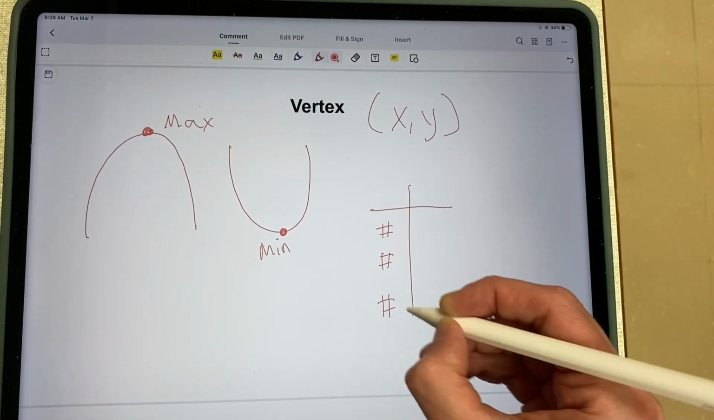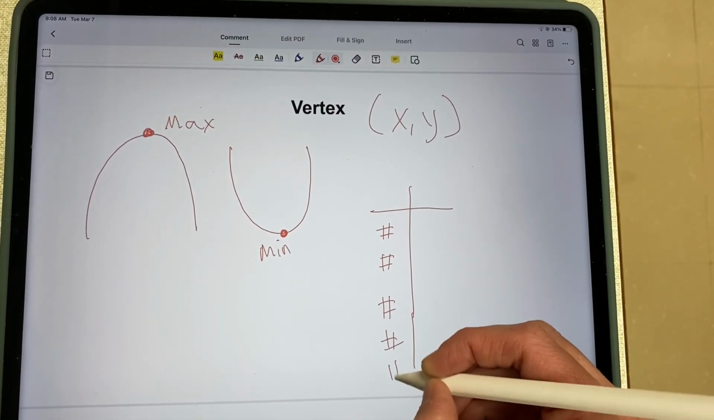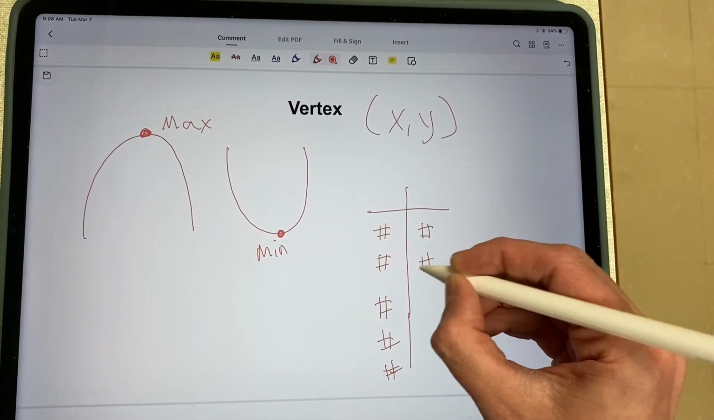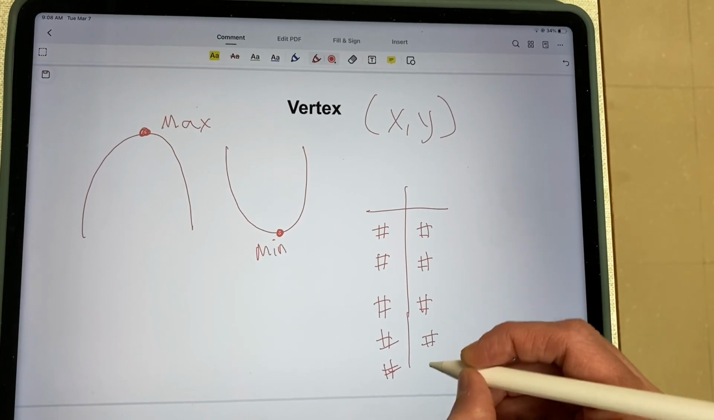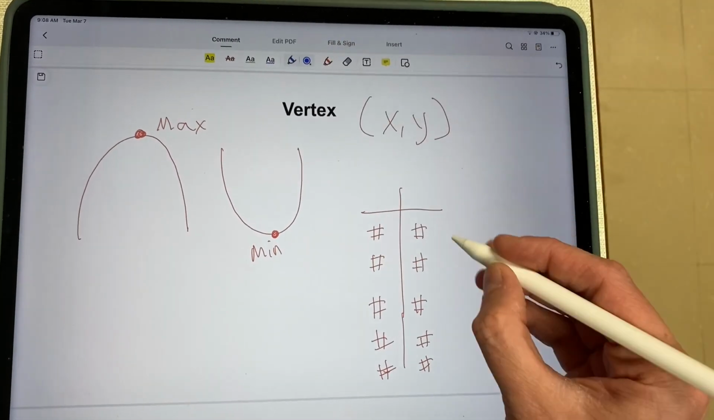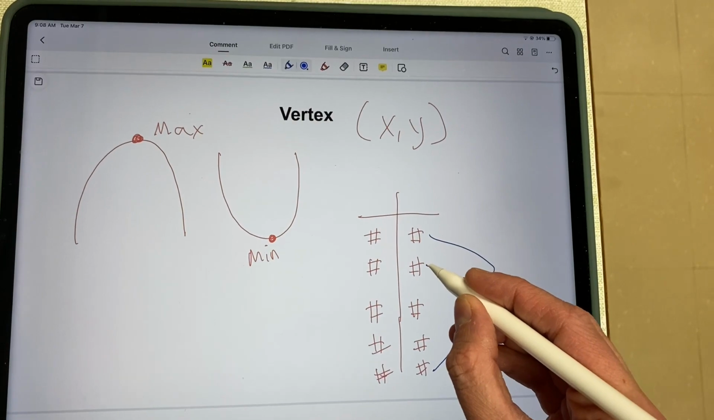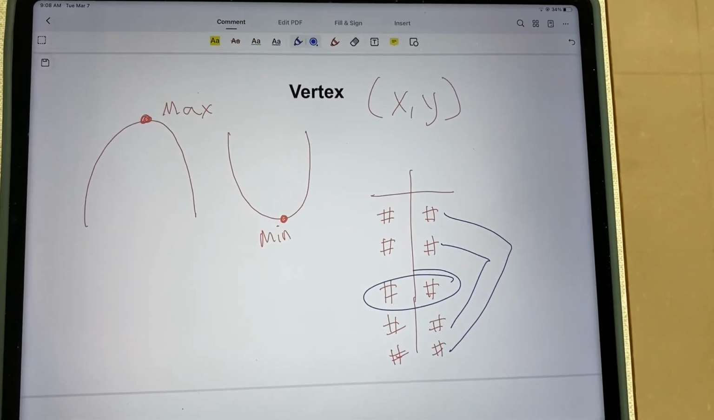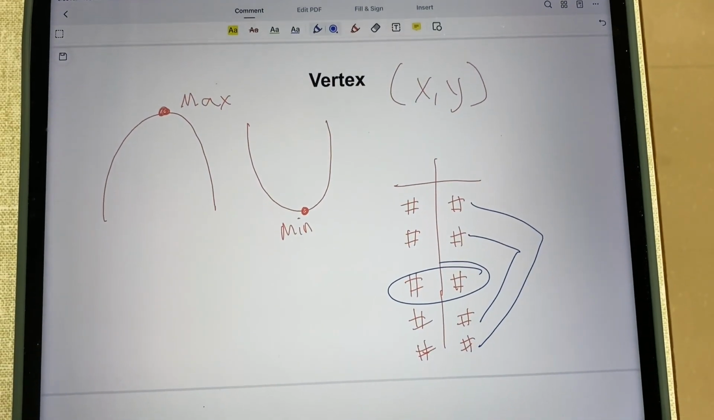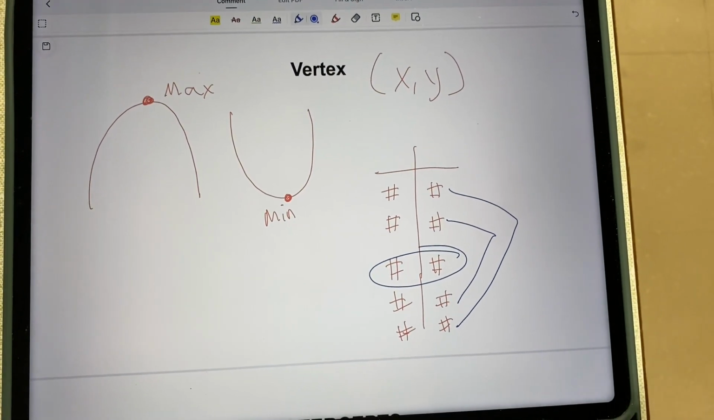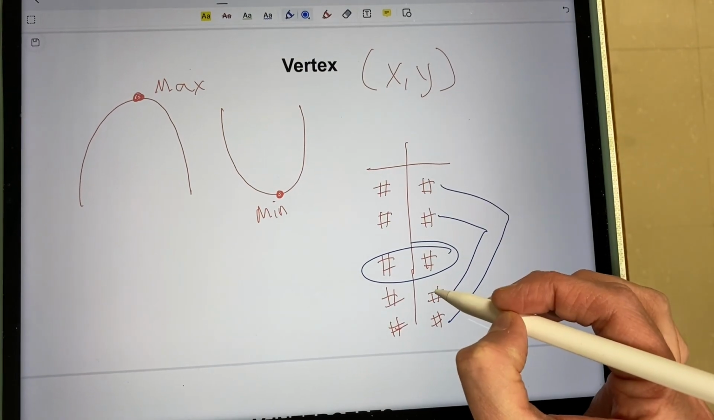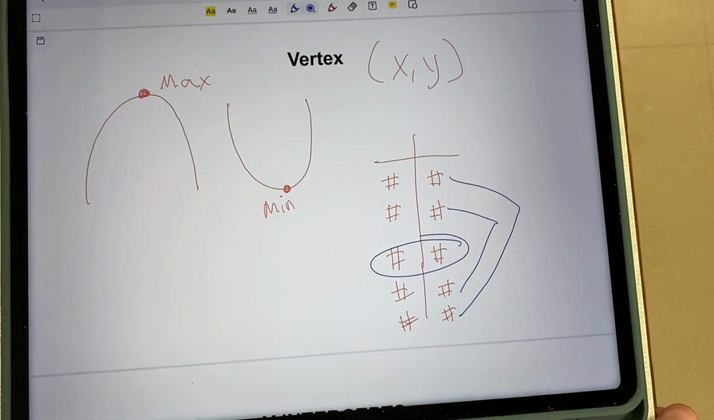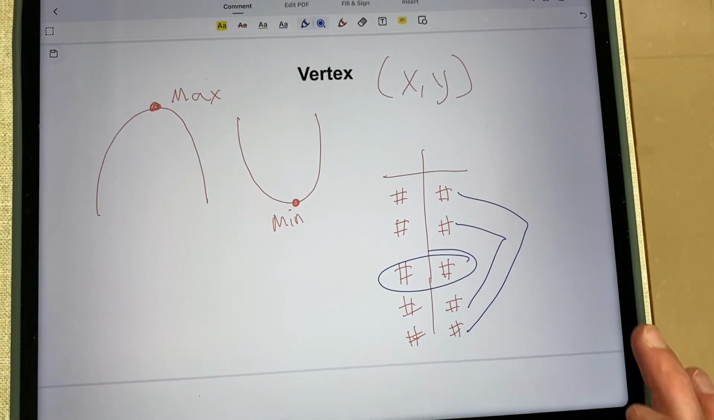I'm going to do one more. Then you have 1, 2, 3, 4, 5. Remember that these two will match, these two will match, and this will be the one that's non-matching. So it is the non-matching ordered pair. The two numbers above it should match, the two numbers below it should match, and it's the one right in the middle, the sandwich.